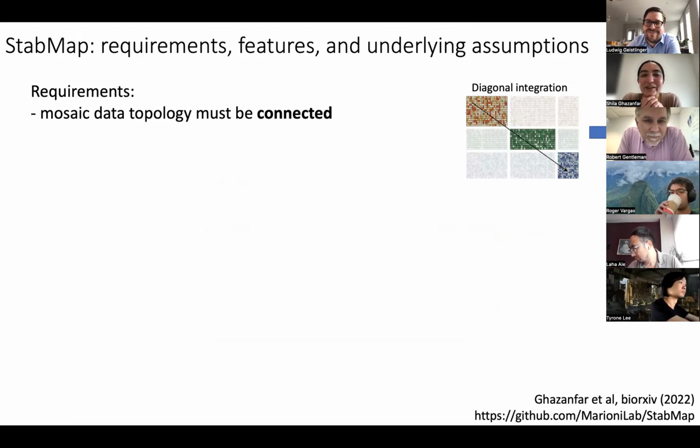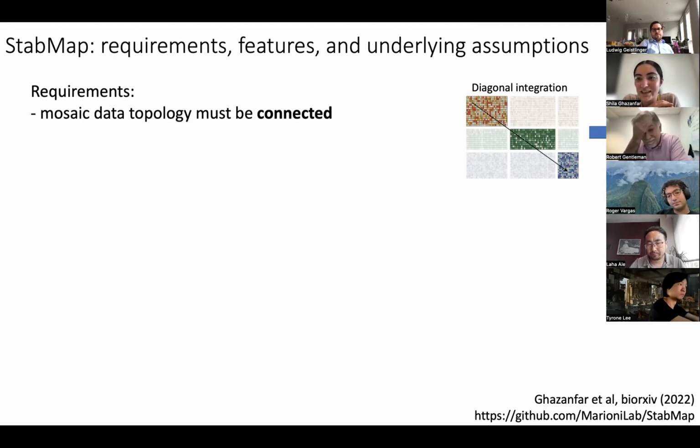So, what are the requirements, the features, and the underlying assumptions that we make with StabMap? I did say that there were 4 flavors of data integration. We had the 3, but then there's this elusive 4th, diagonal. StabMap does not perform diagonal integration. You need the mosaic data topology to be connected, so there need to be paths going between the different data sets.